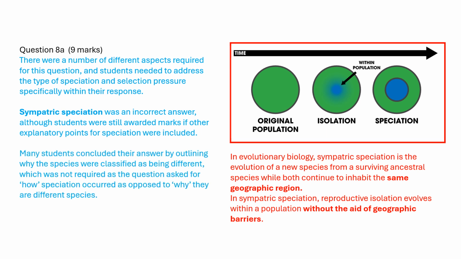Many students concluded their answer by outlining why the species were classified as being different, which was not required, as the question asked for how speciation occurred as opposed to why they are different species.